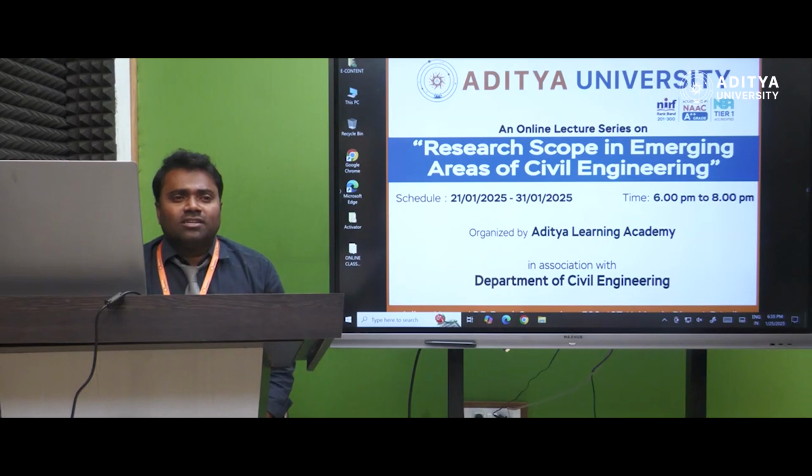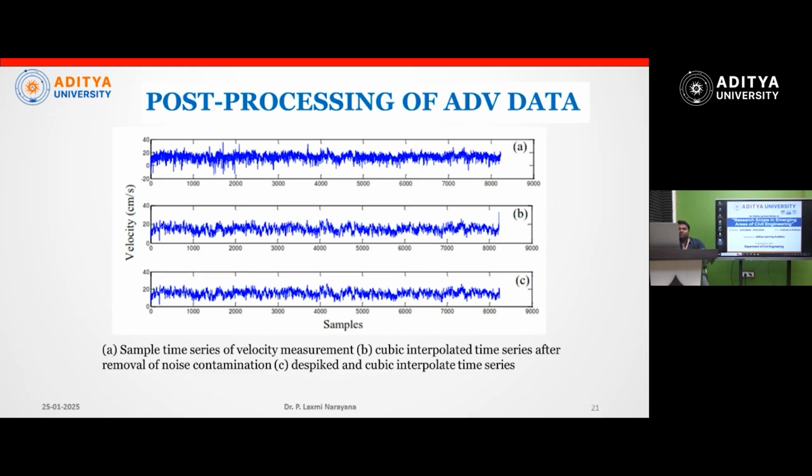So, okay, let us take a small break. Due to some technical issue, I was unable to show the last slide to this audience. So, once again, I'm sharing this post processing of ADV data screen. See, in this screen, we can see three images: A, B, C. A is the raw signal data, and B and C are almost processed, but C is the completely cleaned data set.